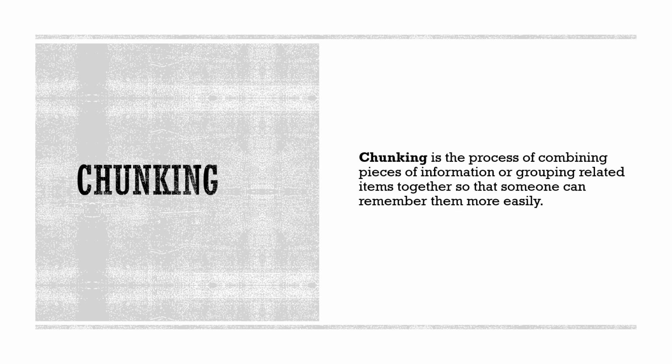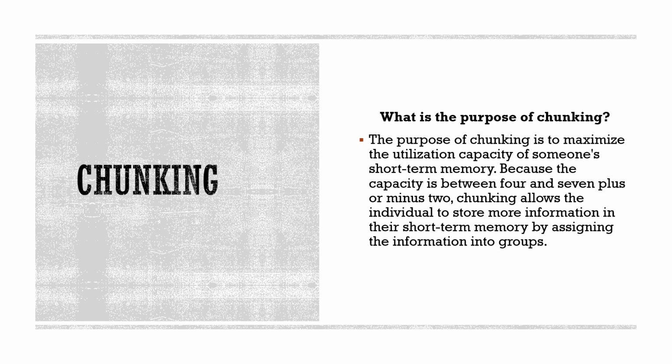Chunking. Chunking is the process of combining pieces of information, grouping related items together so that someone can remember them more easily. So it's just like it sounds. We're putting small pieces together, chunking it together. So what is the purpose of chunking? The purpose of chunking is to maximize the capacity of someone's short-term memory. Because the capacity is 4, or 7 plus or minus 2, chunking allows the individual to store more information in the short-term memory by assigning the information into groups. So we chunk it into groups.